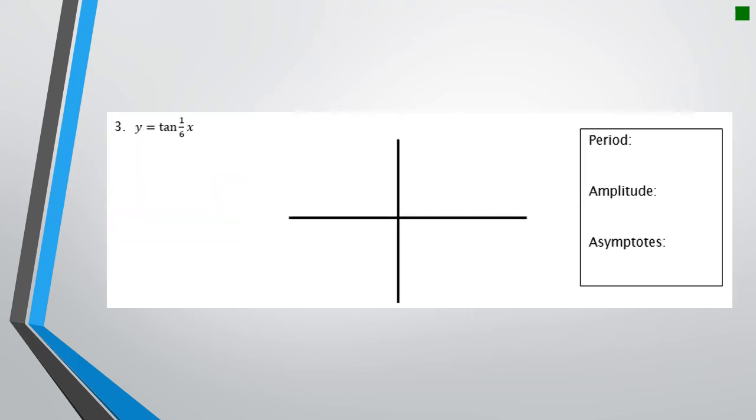I'm going to change question 3 just slightly. The only thing I'm going to do is add in a negative in front because I want you to see what it looks like when you have a negative reflection here.